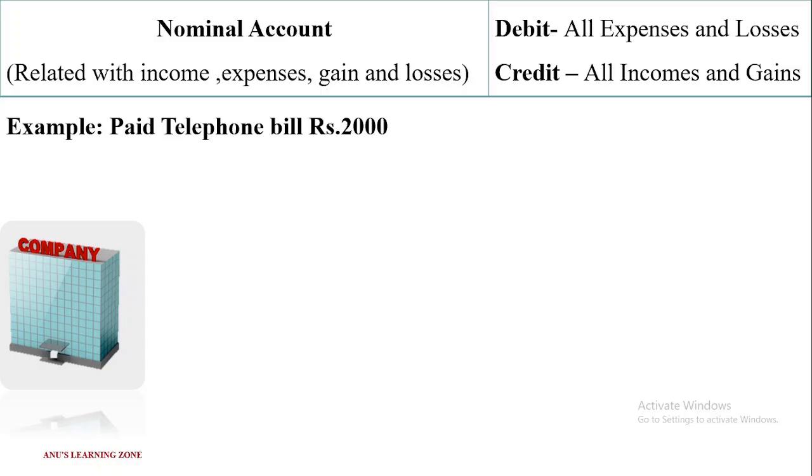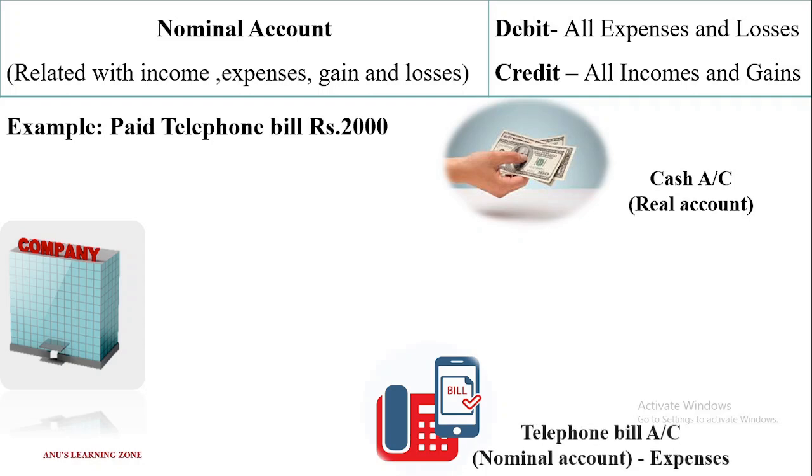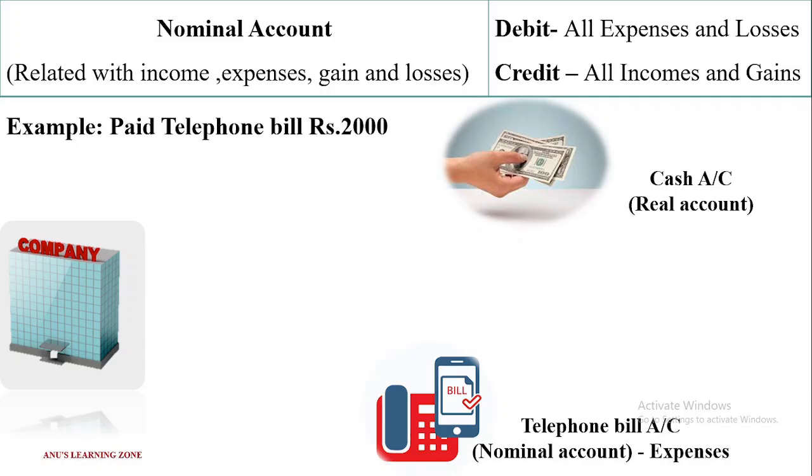So here the expense met by the company is the telephone bill, and it was paid in the form of cash. So cash account and telephone bill account will be the two accounts that come from this transaction. Cash is an asset, so it belongs to real account, and telephone bill is an expense, so it belongs to nominal account.